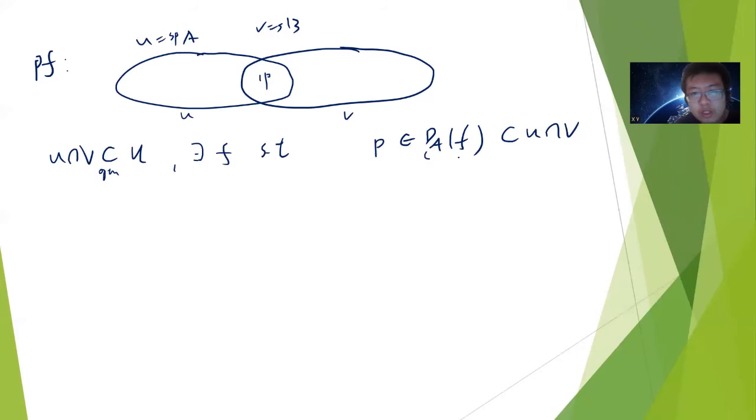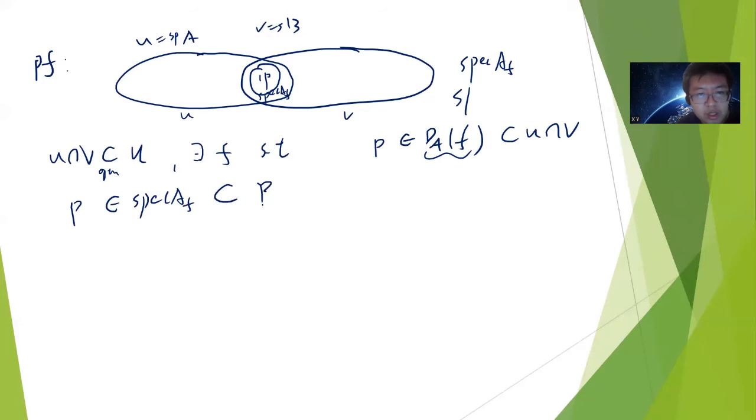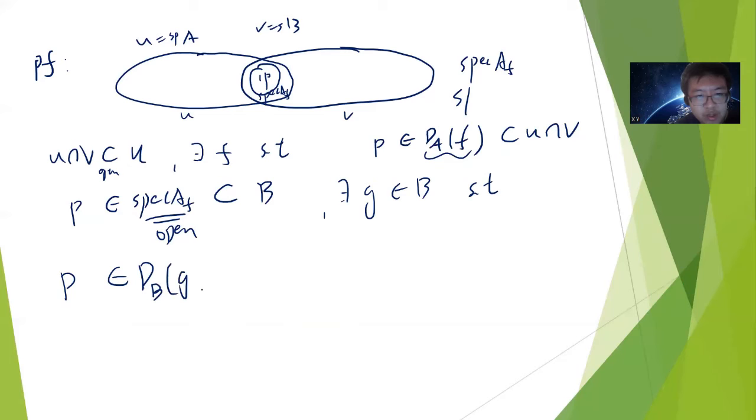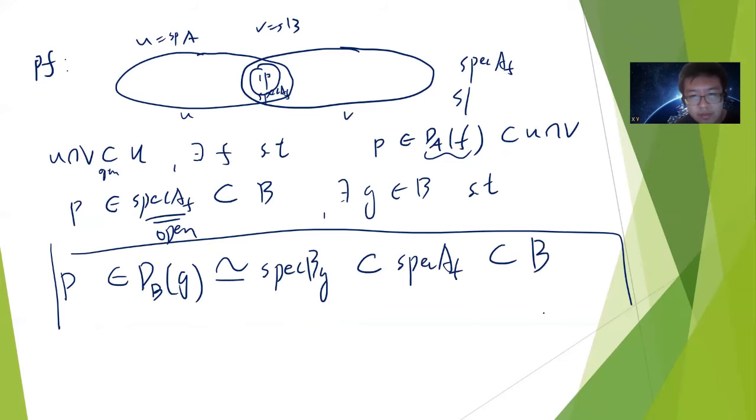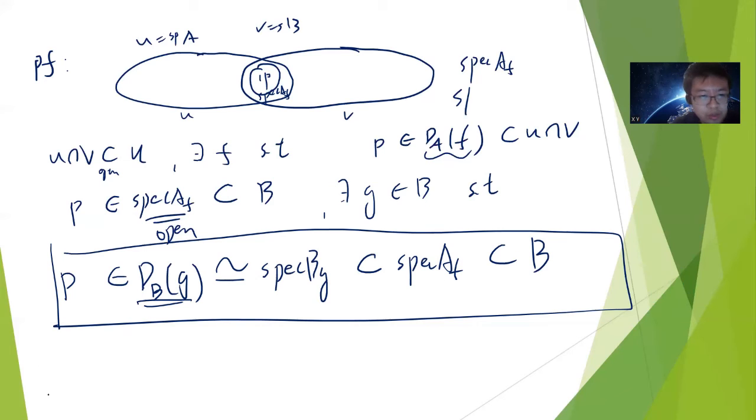We know that this is also a subscheme, because it is isomorphic to Spec of A F. So I have P in Spec of A F, and this is still open in B. So there is a G in B such that P falls into D of B G, which is isomorphic to Spec B G, a subset of Spec A F. It's very happy that we already found a D of B G which is already in Spec A F. The final problem is: how can we show that this is also a distinguished open set in A?